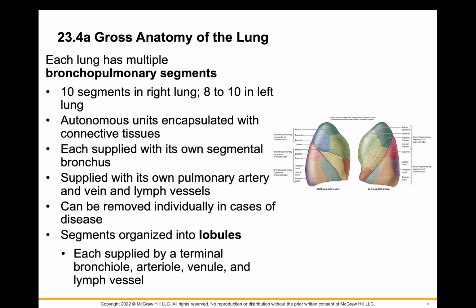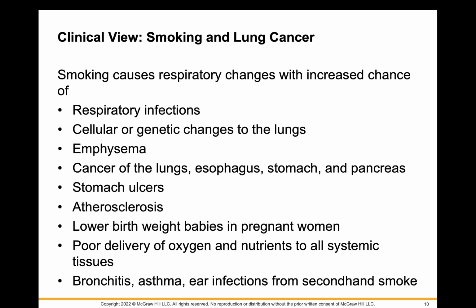So in types of disease, you can have a bronchopulmonary segment removed individually instead of an entire lobe of the lung. This is something that is available now because of laparoscopic surgery. The segments are organized into lobules. Each of these lobules is supplied by a terminal bronchiole, arteriole, venule, and a lymph vessel.